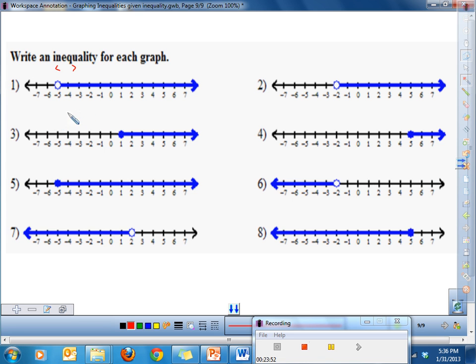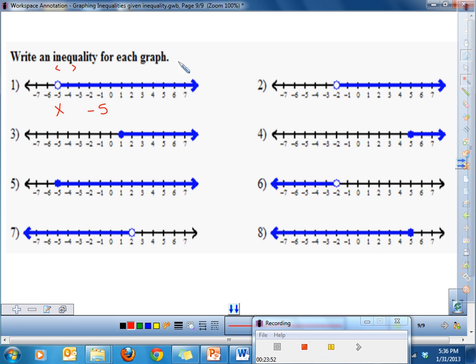The next thing I want to do is pick a variable, because it can be any of these numbers. So I'm going to pick a variable like x. x is either going to be less than or greater than negative 5. I just need to figure out what sign needs to go in here. Is it a less than or is it a greater than?